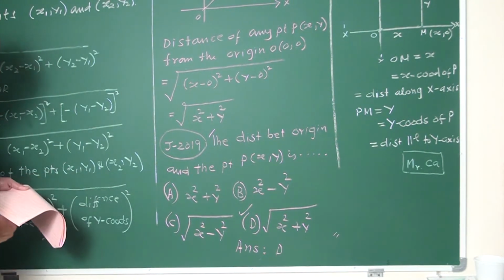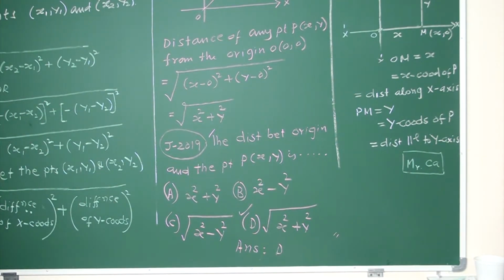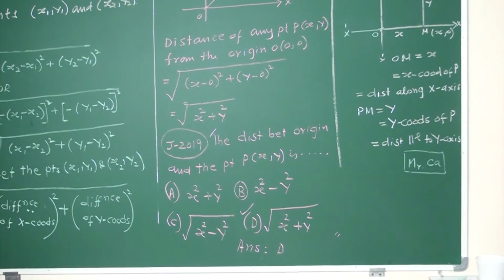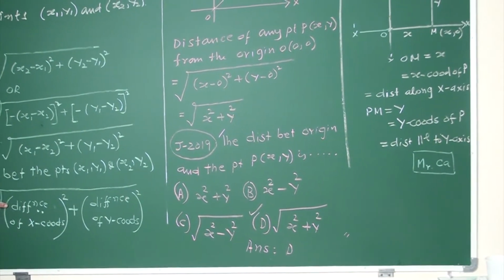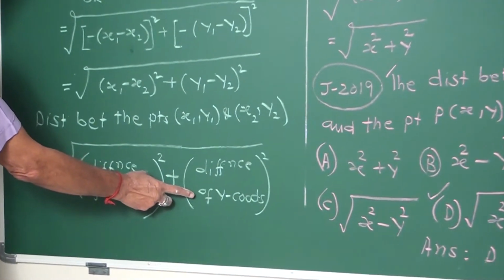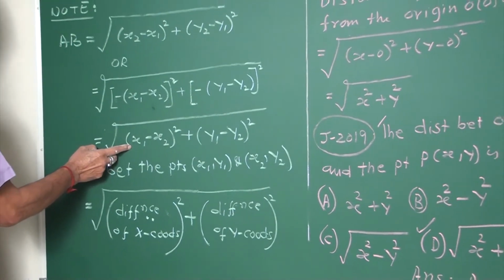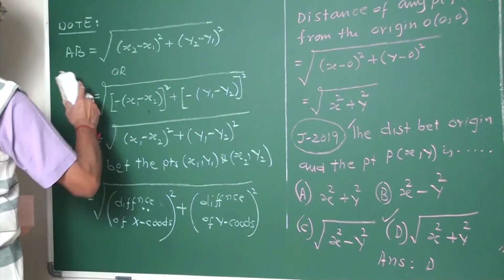Then the same example appeared in June only. Distance formula, yes, my friends. Please remember this formula: difference of x coordinates the whole square plus difference of y coordinates the whole square, either x2 minus x1, otherwise x1 minus x2. Remember. I will do the examples now.